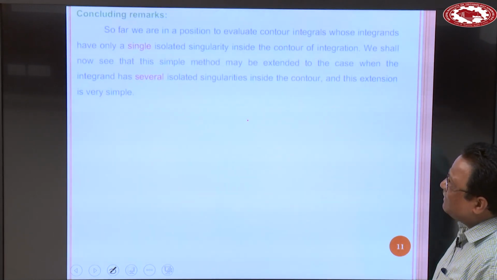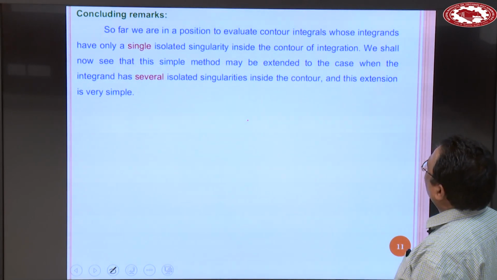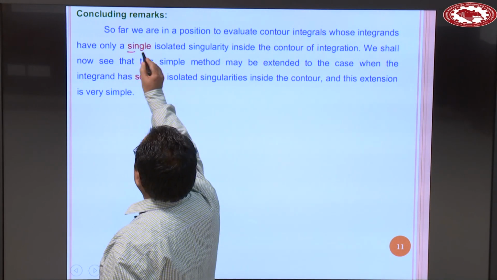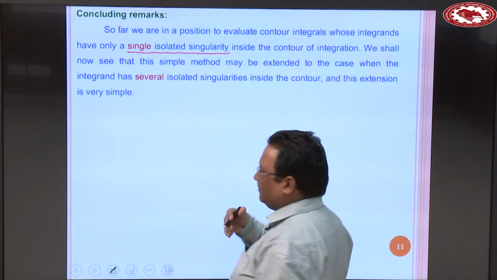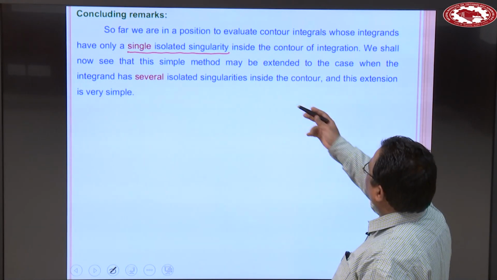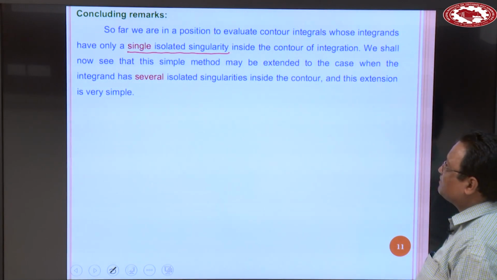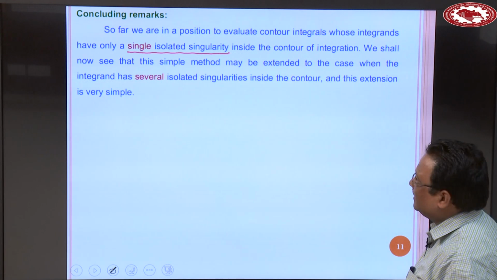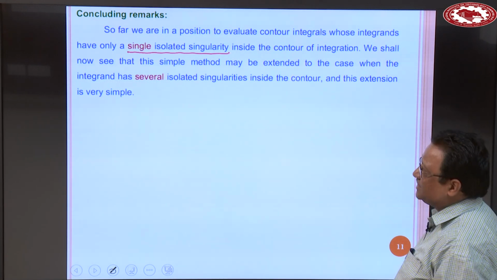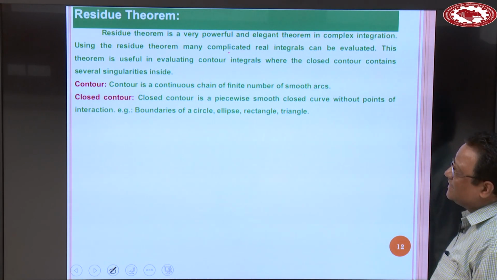Now, concluding remarks: so far we are in a position to evaluate contour integrals whose integrands have only a single isolated singularity. So, when we are given a single isolated singularity, then we can evaluate the complex integral problems, okay? And inside the contour of integration, we shall now see that this simple method may be extended to the cases when the integrand has several isolated singularities inside the contour, and this extension is very simple, and for that we have the residue theorem. So, what is the residue theorem?